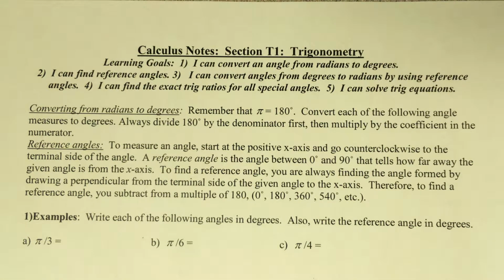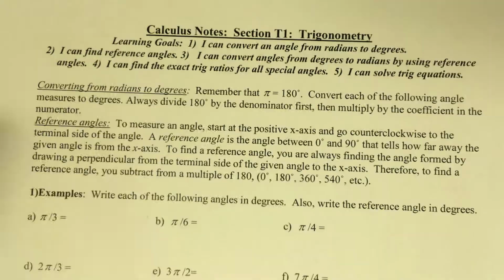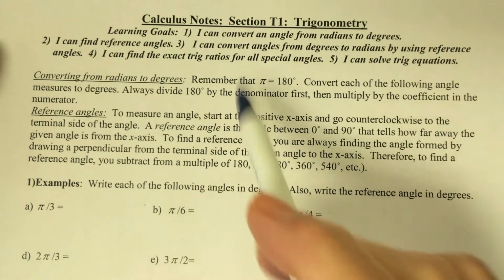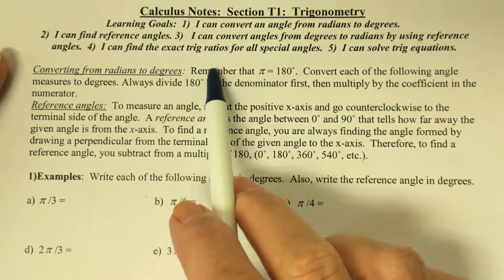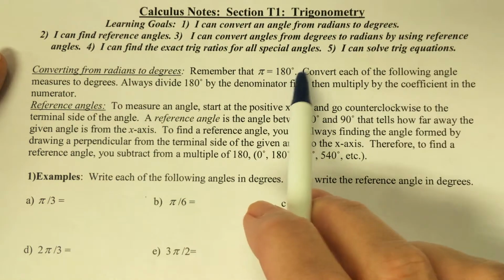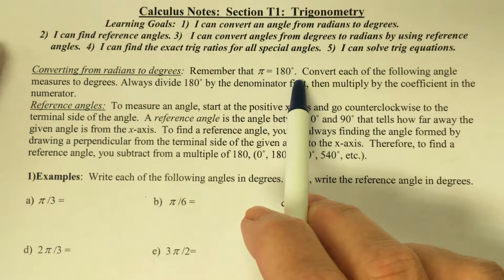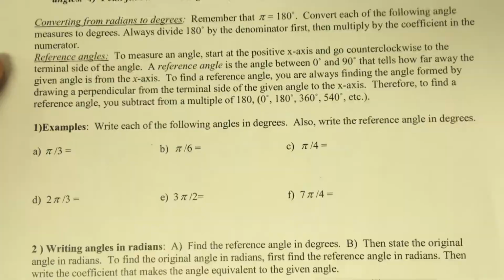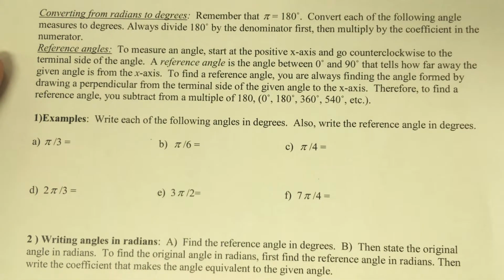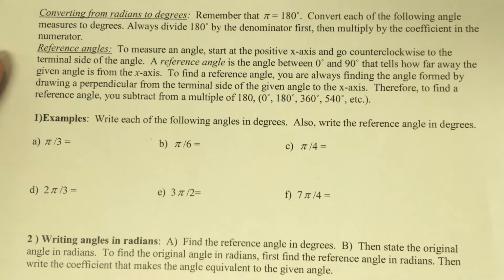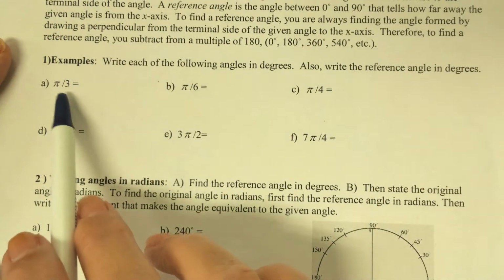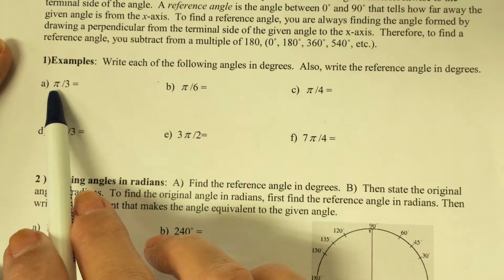Okay guys, so the beginning of calculus is all about relearning and reviewing some things that you learned in pre-calculus. So we're going to start off with trigonometry, and first of all you need to remember that pi is the same thing as 180 degrees. And so our first goal is we want to be able to convert angles from radians into degrees. The fastest way to do that is to literally count the pi as being 180.